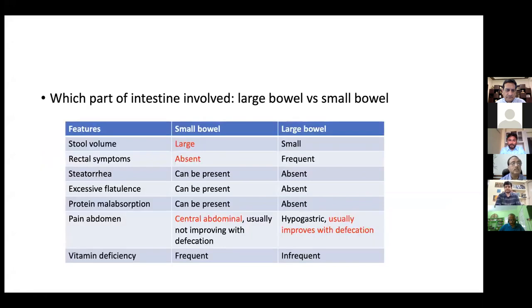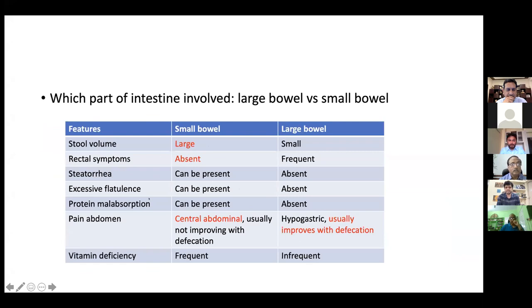Next question: is it a large bowel or a small bowel involvement? As the discussion till now has clarified, when we talk of large bowel, we are mainly talking about involvement of the rectum, rather than involvement of the whole of colon. And as Kocha sir pointed out, involvement of the proximal colon can also have features of small bowel diarrhea. Nevertheless, we still make that distinction because it is clinically relevant to our workup, and it gives us some idea how to proceed further. So in this case, small bowel diarrhea usually has a large stool volume, and rectal symptoms in the form of tenesmus and urgency are usually absent, and they are absent in our case, or at least they are not very prominent.